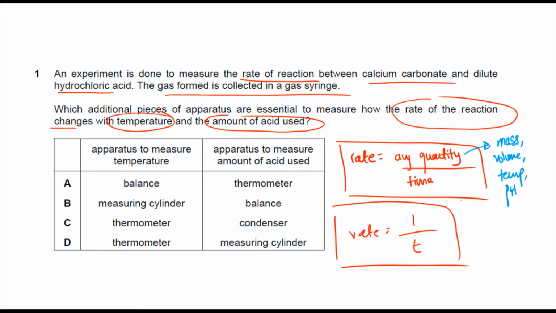of acid used. Apparatus to measure temperature. And that's quite easy, right? We use a thermometer to measure temperature. Everyone knows that. Apparatus to measure the amount of acid used. Now the amount of acid used, how will you vary the amount of acid? You can vary it by changing the volume of acid used, right? So how do you measure the volume? By a measuring cylinder, not through a condenser. A condenser is what you see in simple distillation or fractional distillation, which converts the vapor of a liquid into liquid. Okay, so यहाँ पे condenser का कोई काम नहीं है. So the answer is D.